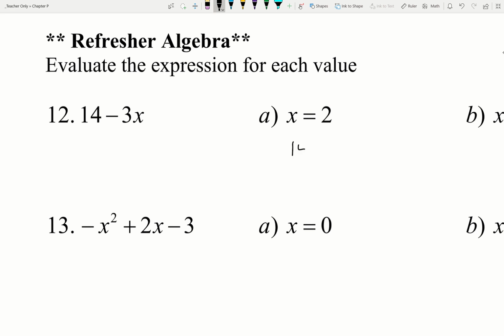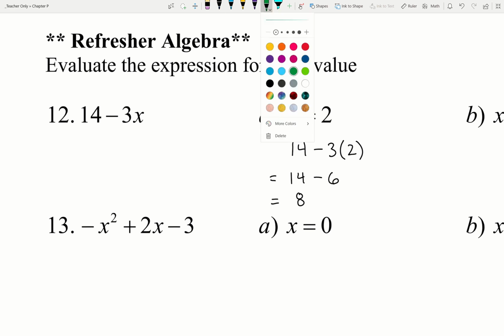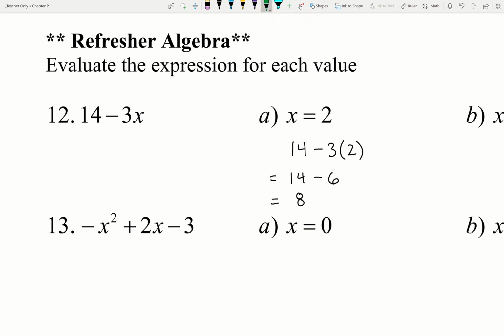So we're going to have 14 minus 3 times x, but playing the role of x here is 2. We all know that 3 times 2 is going to give us 6, and we know that 14 minus 6 is going to give us 8. So to evaluate that first expression at that value, x is equal to 2, we're going to get an output of 8.